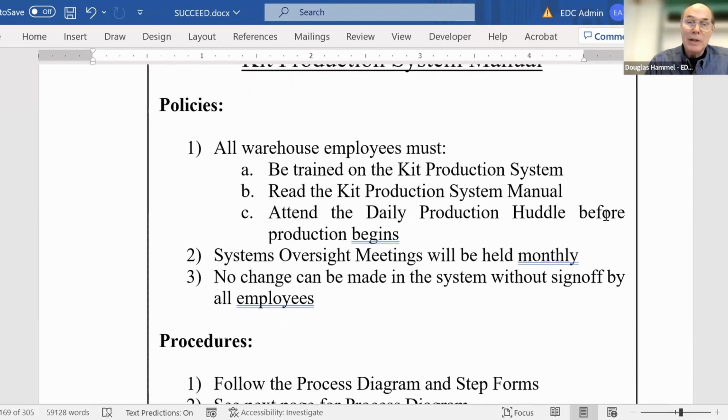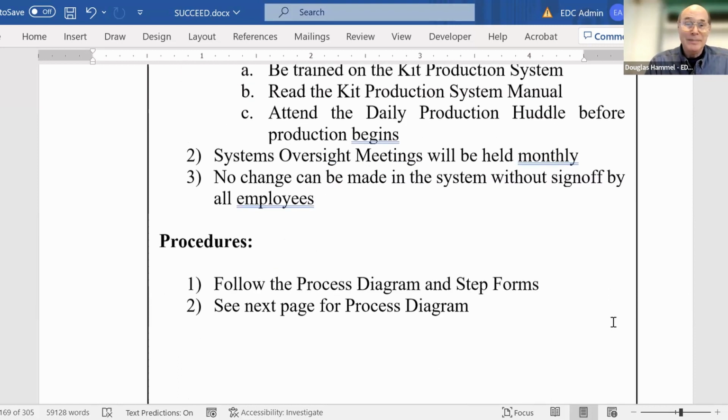No change can be made in the system without sign off by all employees. That means everybody in the process has a say in it. And you might think, well, I'm the owner, I should have the say. But you can't imagine how many ways it can go wrong, but your employees can.